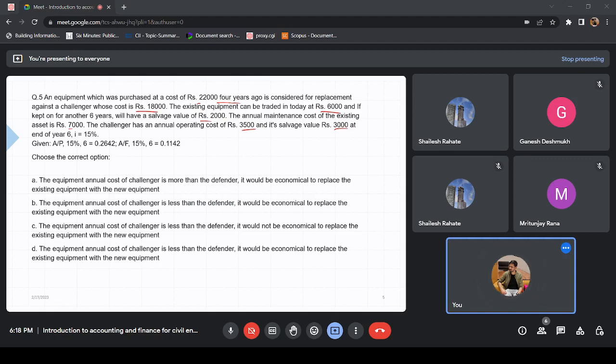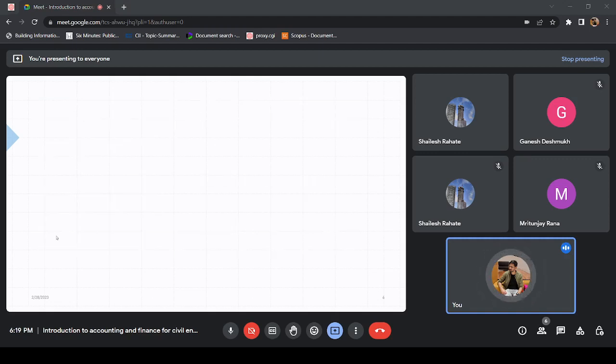Okay. Maybe I should start solving it and then you will help. So what you have got is a defender, and you have got a challenger.